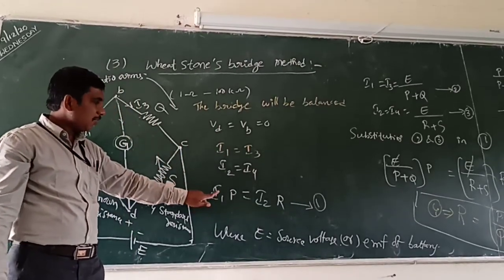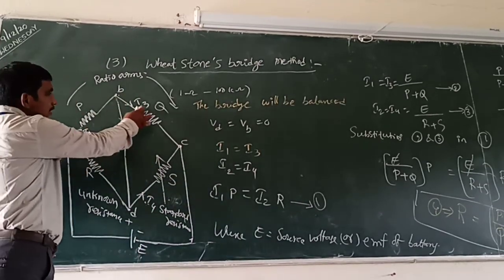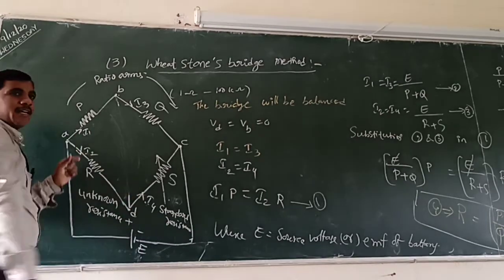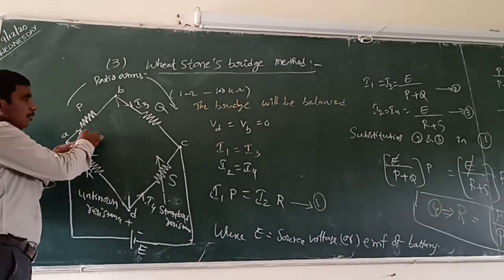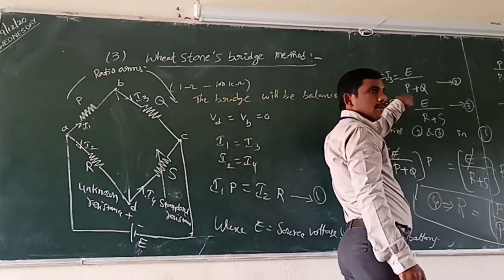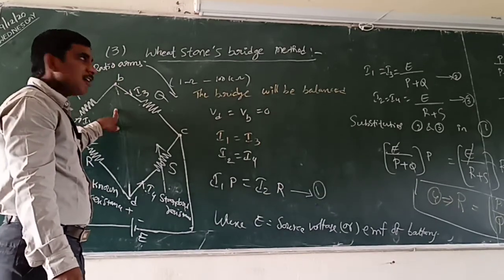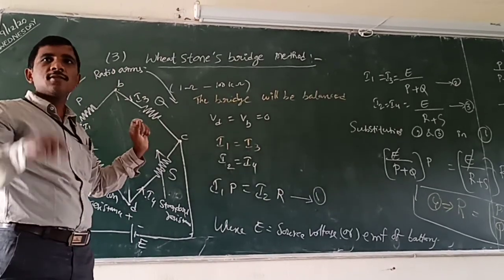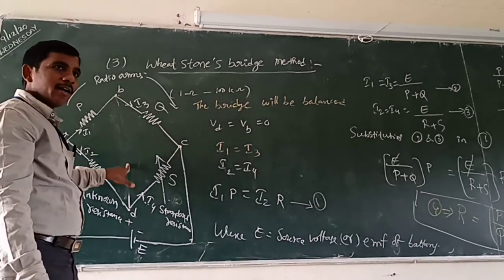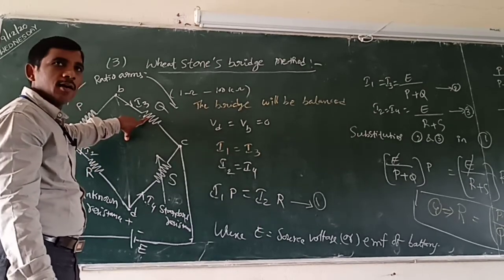Make this equation 1. In place of I1, we are substituting. How to obtain I1? I1 equal to I3 is the balance condition. We can write I1 equal to E by P plus Q, because the two resistances are in series. Under balance condition, these two resistances come in series. Without balance condition, some galvanometer current will be there, hence these are not in series; these two are in parallel.